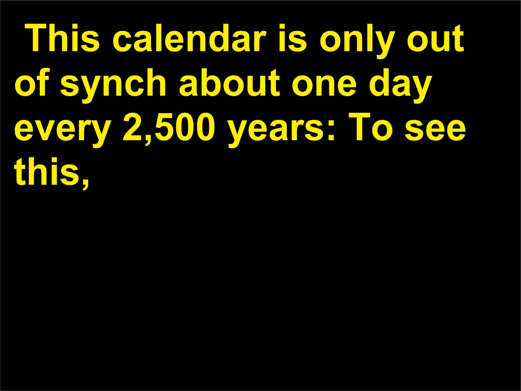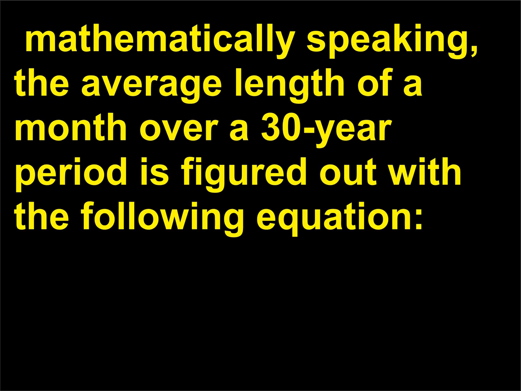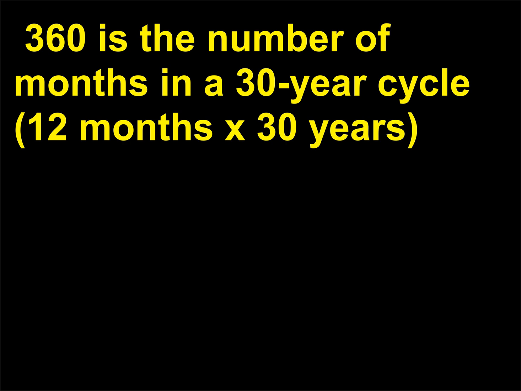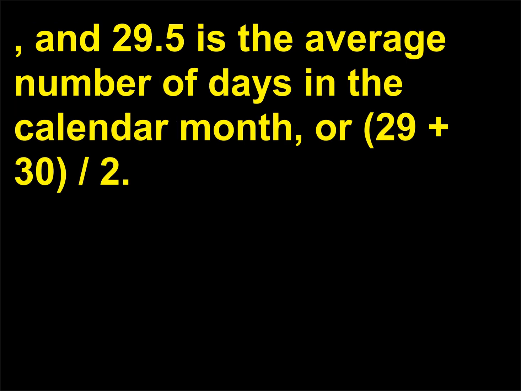To see this, mathematically speaking, the average length of a month over a 30-year period is figured out with the following equation: (29.5 x 360 + 11)/360 = 29.530556 days, in which 11 is the number of intercalated days, 360 is the number of months in a 30-year cycle, 12 months x 30 years, and 29.5 is the average number of days in the calendar month, or (29 + 30)/2.